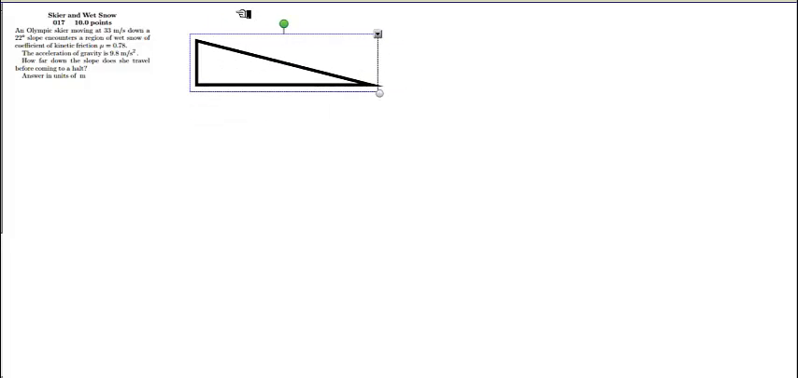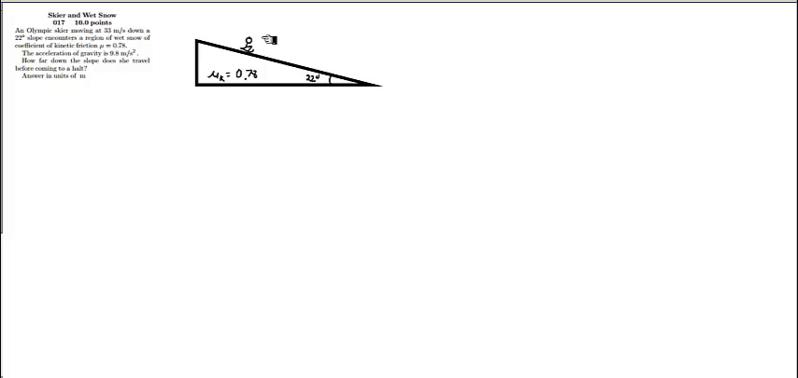Okay, so let's first diagram this picture. We'll draw it out. So we can envision a slope and we can draw our skier. This is 22 degrees. The coefficient of friction is 0.78.